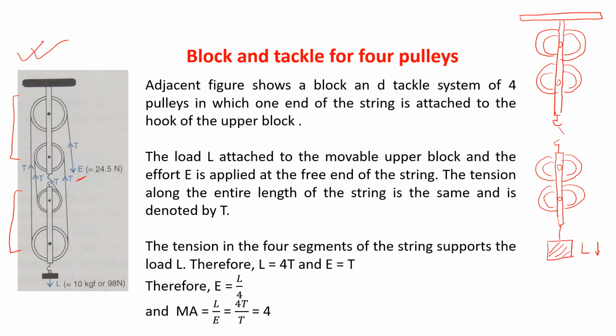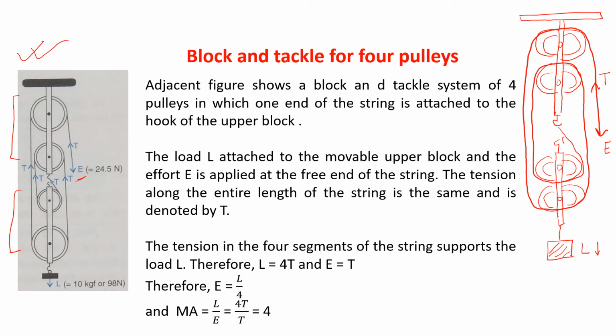Now the string has to be attached from the upper block. So it will come from here. It will go from here straight. Then again it will come from here. It will go from here. It will go up straight and it will come down. So effort is here. Tension is acting here. This segment is also having tension T. This segment is also having tension T. This segment is having tension T. This segment is also having tension T.